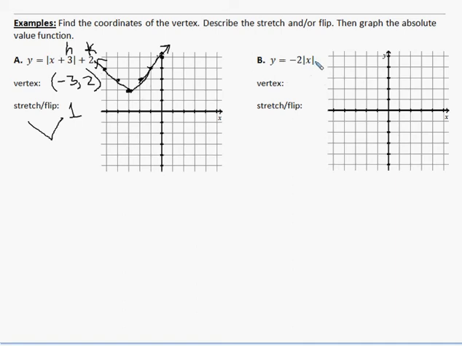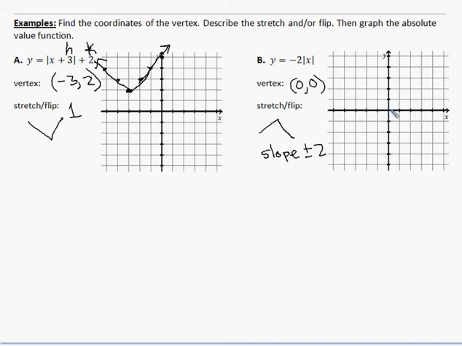This one right here, its vertex is at (0, 0), and that's because there's nothing added inside with the x, and there's nothing added outside. The only thing that we have is this negative 2 coefficient. That is going to affect the stretch and flip. It's first going to flip it upside down because it's negative, and then in addition to that, it's going to have a stretch of 2. In other words, it's going to be 2 times as tall, or in this case, the slope is going to be positive and negative 2 from the vertex. That will assist us in graphing it.